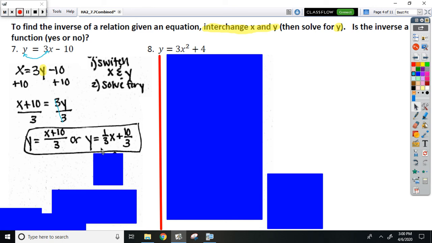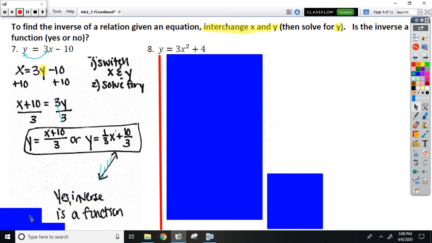Then they do ask us, is this a function? Most of you will just benefit by thinking about, what does this look like? This is a linear function. It has a positive slope and a positive y-intercept. So it would be a line, something like that, looking like this. Would this pass the vertical line test? Yes, it would. So this is a function. You also could graph this in your calculator if you wanted to and see what it looks like.